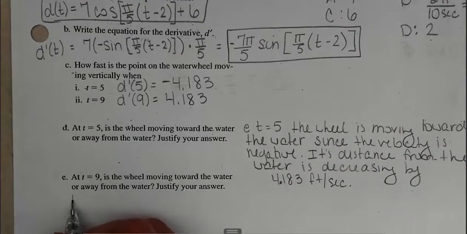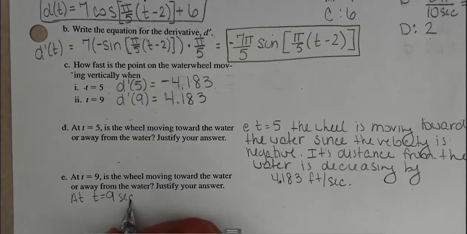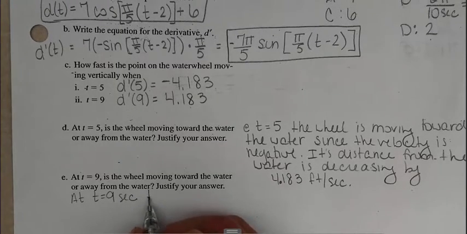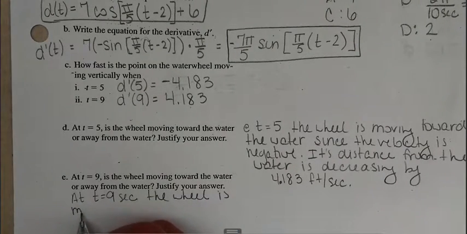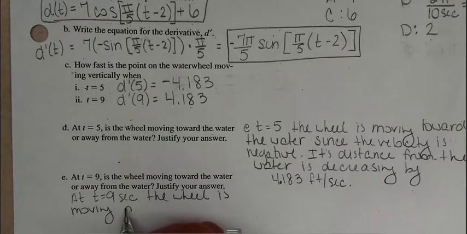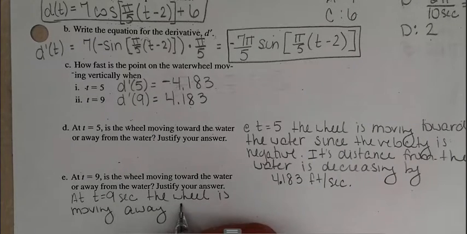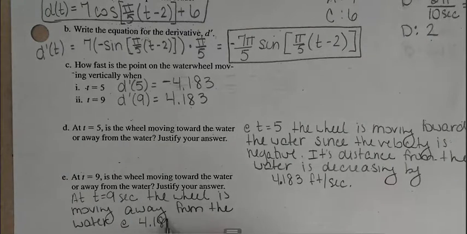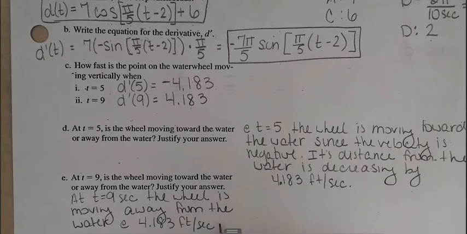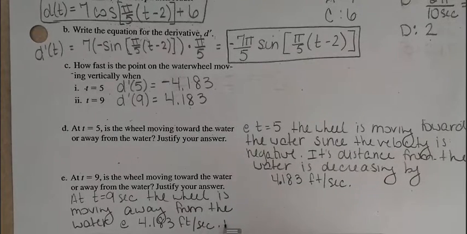I'll answer that one over here. So at t equals 9 seconds, the wheel is moving away from the water at 4.183 feet per second. And we can say velocity is positive.